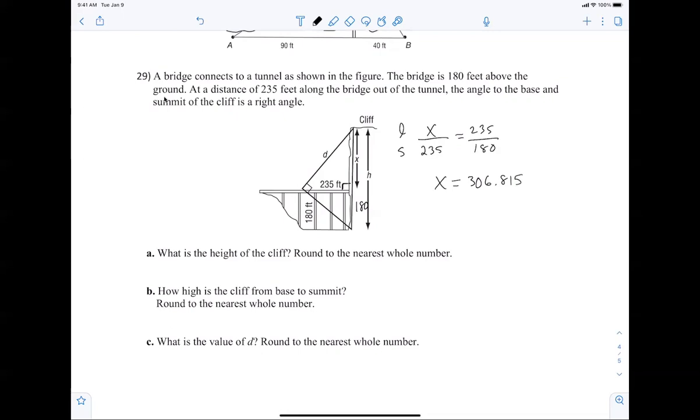All right. And I don't care if you put 307. I don't care if you put 306.8 or 306.81. All right. But just traditionally, you round to 3 decimal places. All right.